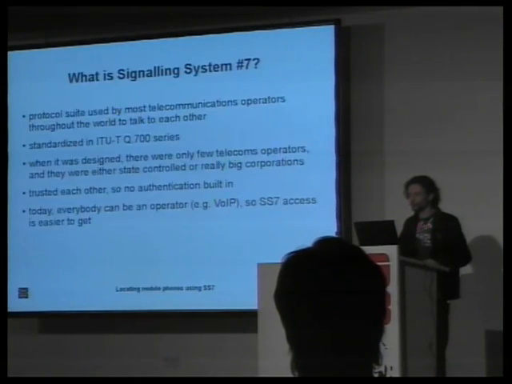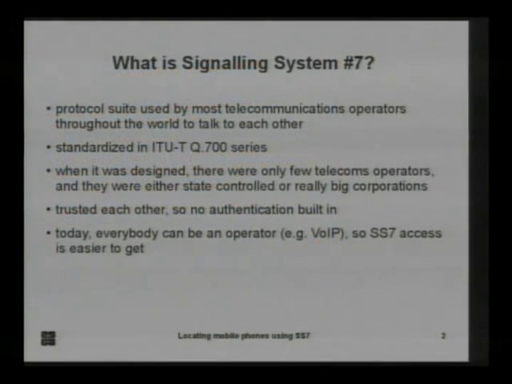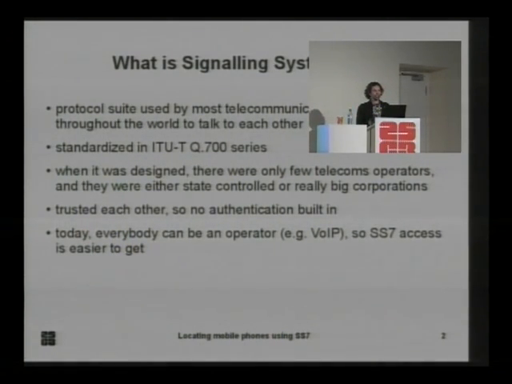So let's start. First off, what is signaling system number 7? It's a suite of protocols used by telecommunications operators in the whole world to talk to each other. So if I want to call you, then I dial your number, and the switch that my phone is connected to talks to the switch that your phone is connected to and says, hey, I have a call here from this and that number for that number, and please put it through. And this communication takes place over one of the SS7 protocols.